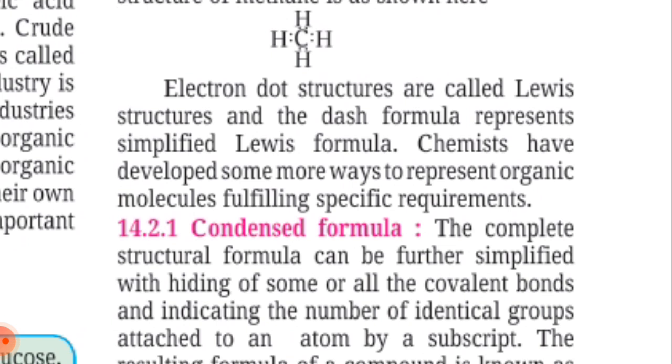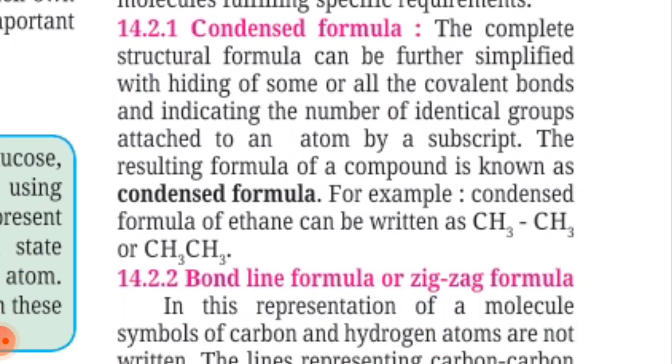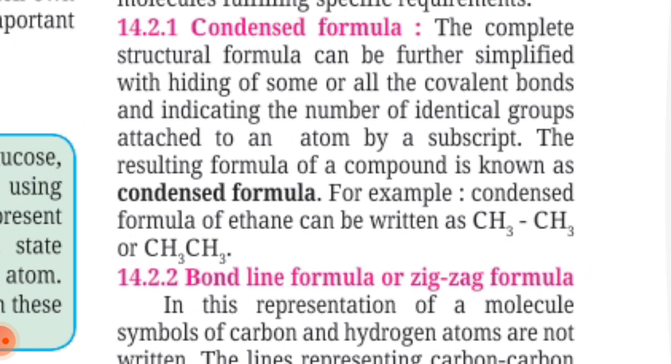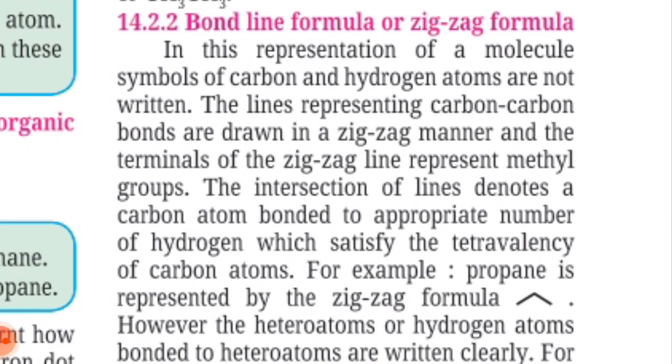Chemists have developed some more ways to represent organic molecules fulfilling specific requirements. Condensed formula. The complete structural formula can be further simplified by hiding some or all of the covalent bonds and indicating the number of identical groups attached to an atom by a subscript. The resulting formula of a compound is known as the condensed formula. For example, the condensed formula of ethane can be written as CH3CH3.